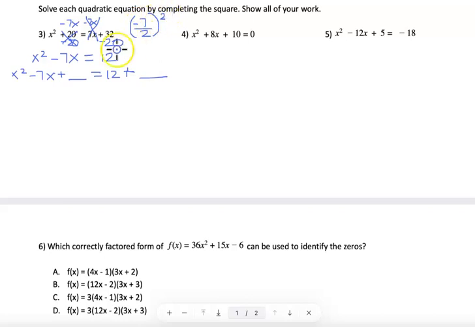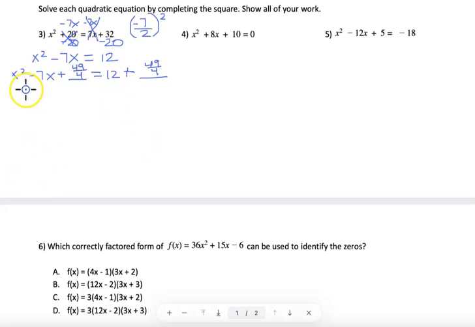-7 when I square it is positive 49. 2 when I square it is 4. So 49 over 4 is what I get. Remember, whatever goes in that left side blank, I'm going to put in that right side blank as well. So that is the end of that step.